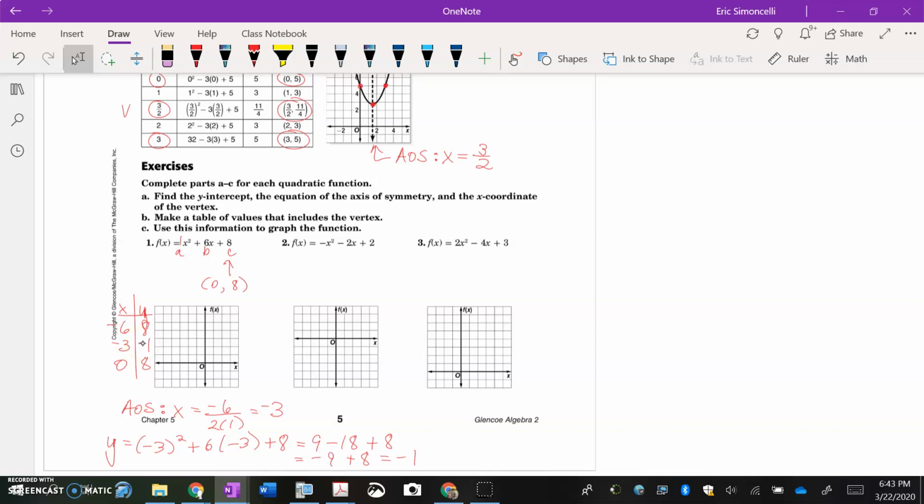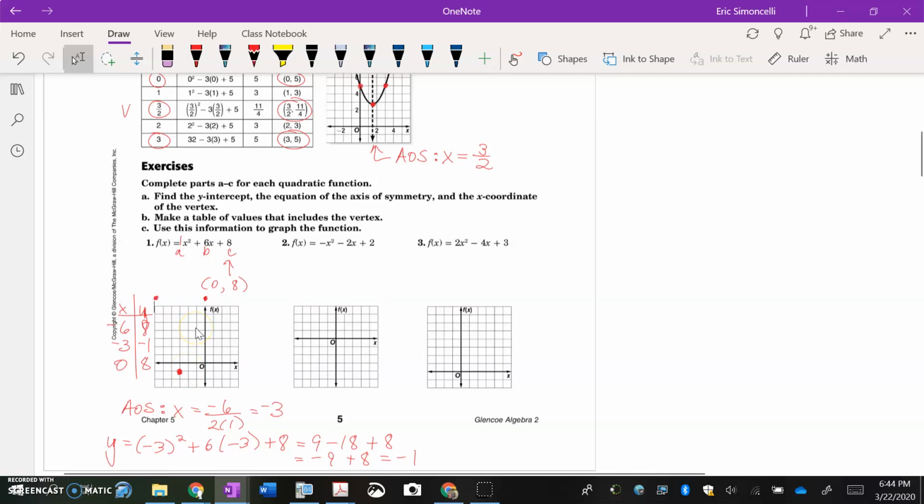3 points is really all you'll need to graph a parabola. That's all I require. Let's plot -3, -1, and 0, 8. So 1, 2, 3, 4, 5, 6, 7, 8. So we're a little bit off the graph, which is fine. We'll deal with that. -3 is here, so -4, 5, 6, and then up also 8.